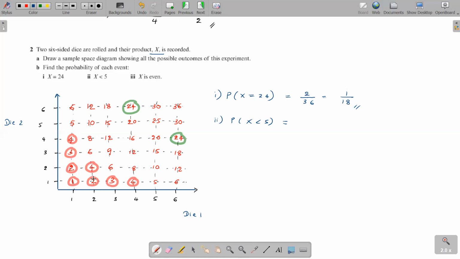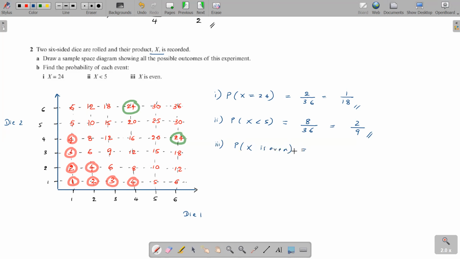1, 2, 3, 4, 5, 6, 7, 8. So 8 chances out of 36. Do you agree? 8 out of 36. So 4 times 2 is 8, 4 times 9 is 36. So the final answer is 2 over 9. Agreed? Roman number 3, they say probability x is even.